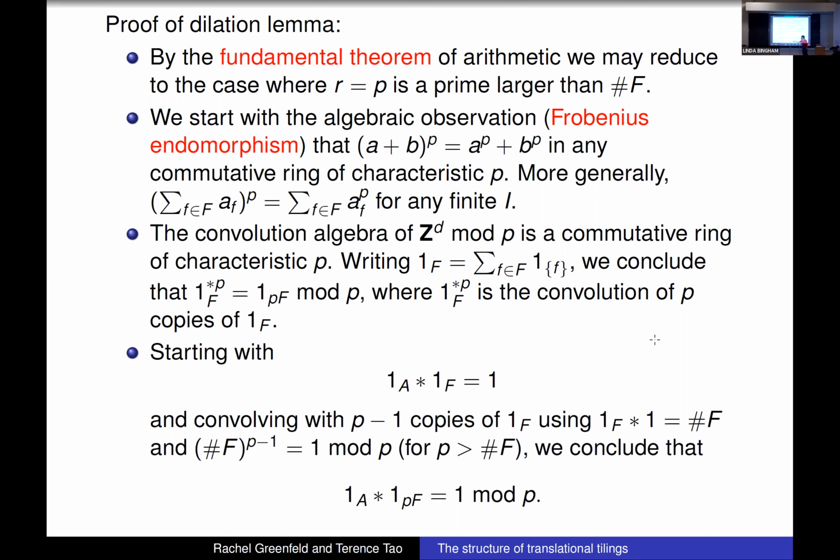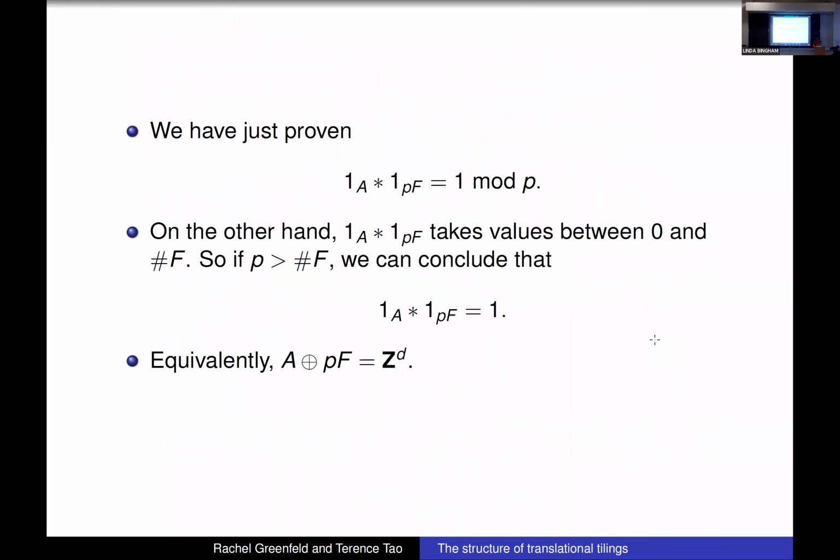And what you conclude is that if you already tile with A and F and you get 1, then you can also tile A with pF, this dilate of F, and you still get 1, but you only get 1 mod p. You don't get exactly 1. You get 1 mod p, but that's okay because this left-hand side, the convolution of A with this dilate, is bounded. It can never get bigger than the size of F, because the cardinality of pF is the same as F. So as long as p is bigger than the size of F, you can get rid of the mod p. Right?